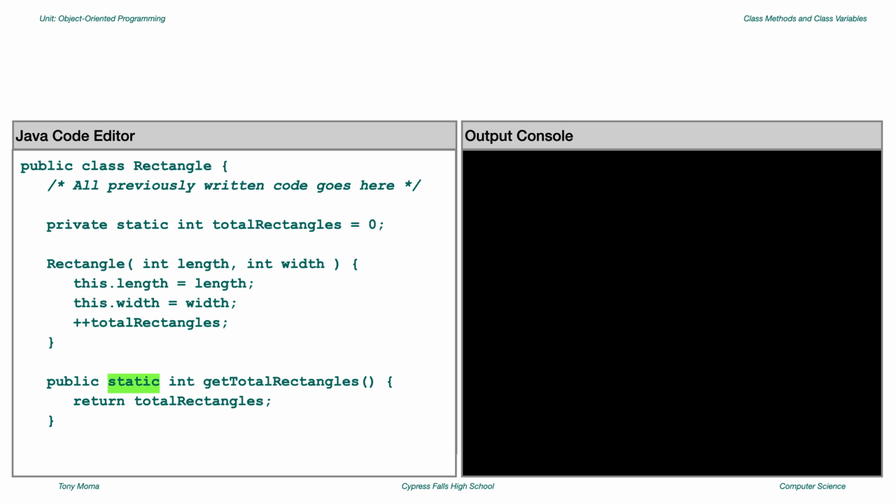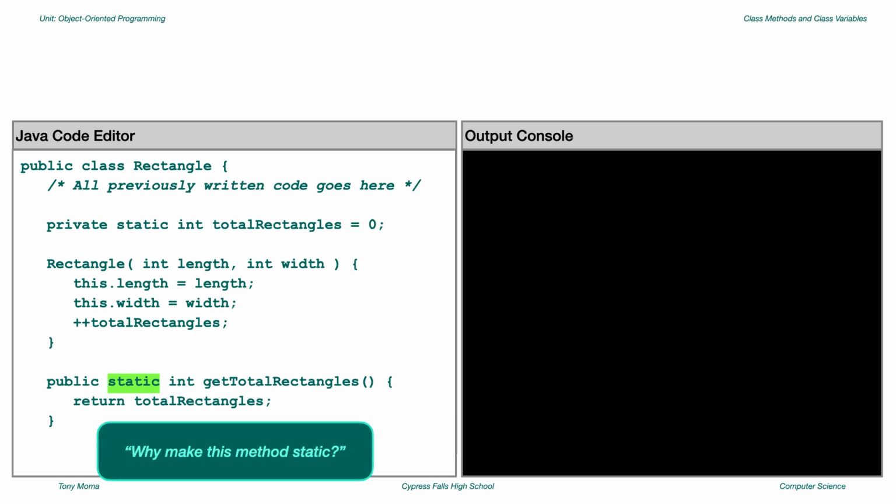Now, that all being said, you might be wondering, why make this method static? If all it's doing is simply returning the value of total rectangles, couldn't we have simply kept it an instance method? Couldn't an instance method have done the exact same thing? And the answer to that is yes, it could have, but with limitations. And that limitation will become clear in a moment when we discuss the main method.